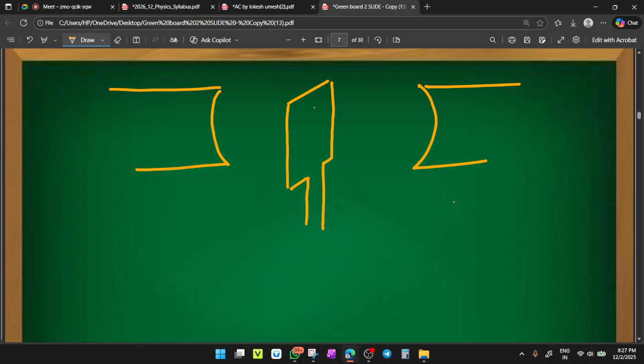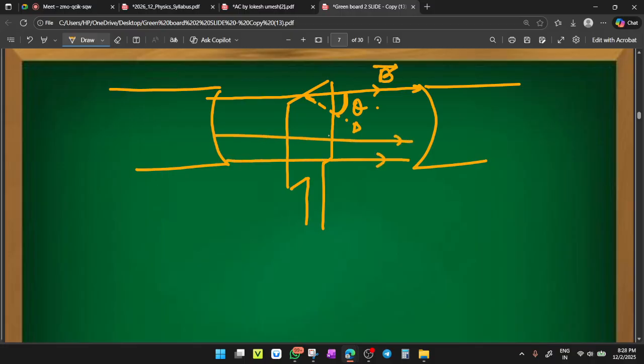This coil has a normal, like it is coming like this, and this normal makes an angle theta with the plane of the coil. This normal of the plane is making theta with the magnetic field. Clear? So this is your angle theta.